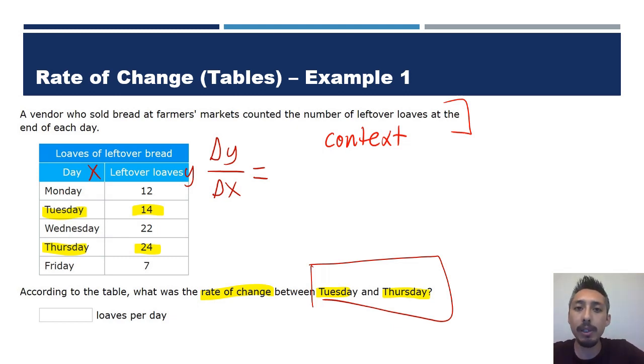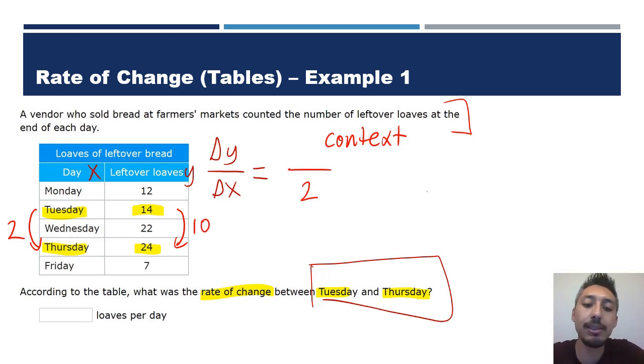So if I'm asking myself what is the change from Tuesday to Thursday, all I'm asking is how many days passed. From Tuesday to Thursday, that's just 2 days. So my change of X is 2. For the leftover loaves, on Tuesday we had 14, and then on Thursday we had 24. So the change from 14 to 24 in this case is 10. So my change of Y, my change of leftover loaves is 10.